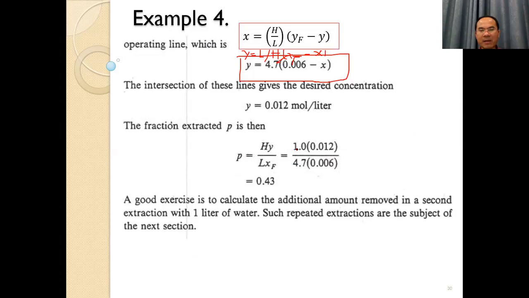It should be SY divided by LX. SY is the amount of amino acid that goes to the water, divided by the amount of amino acid in the initial taurine. We get 0.43. That means about 43% of amino acid can be removed by water.